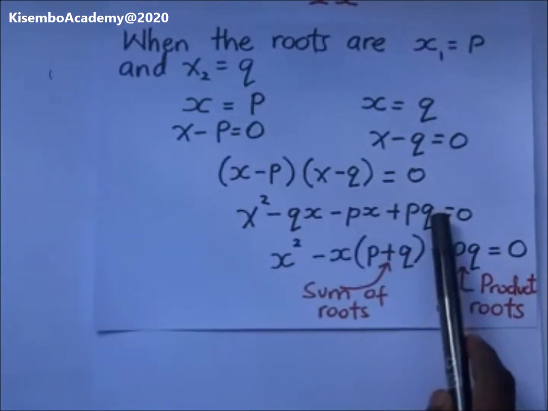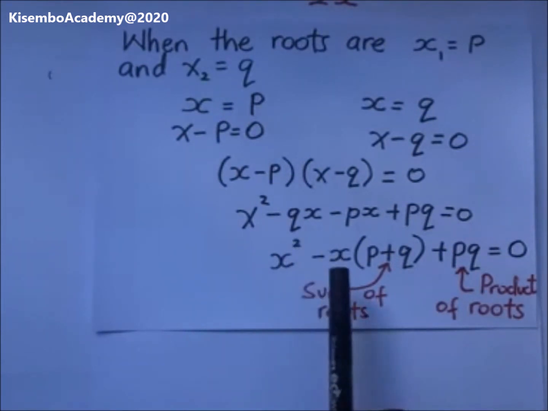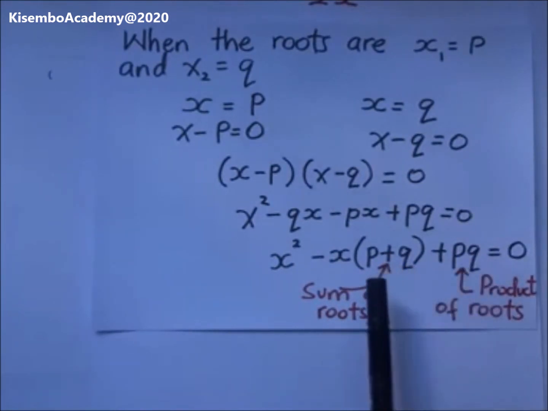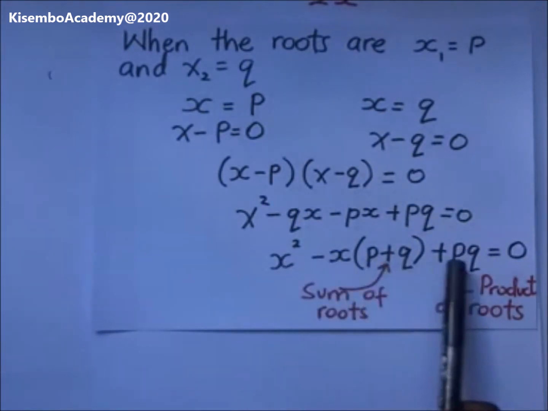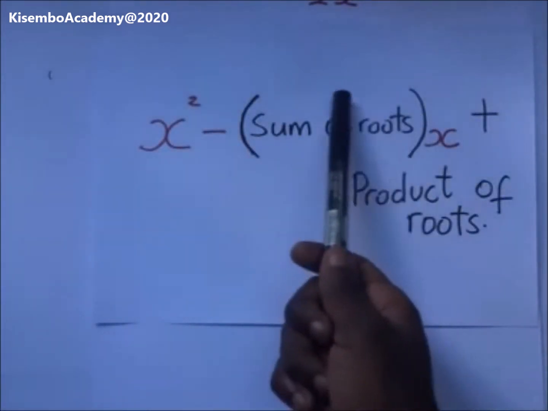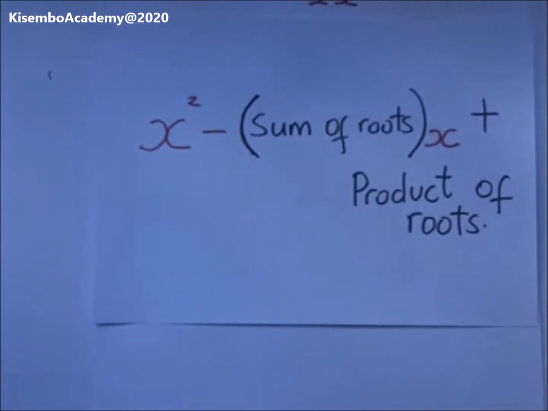When you end up with that expression and rearrange it, you realize that you get the general expression x squared minus x into (p plus q) plus pq, where here you have the sum of the roots and here you have the product of the two roots that you have been given. So the general expression for a quadratic equation is x squared minus the sum of the roots times x plus the product of the roots. We are going to demonstrate this.